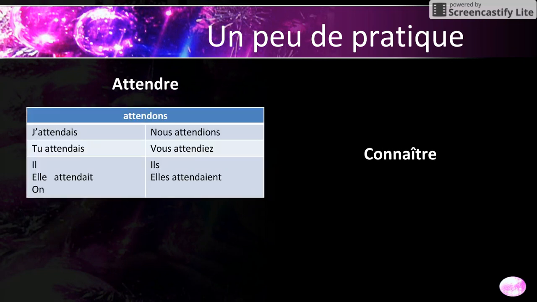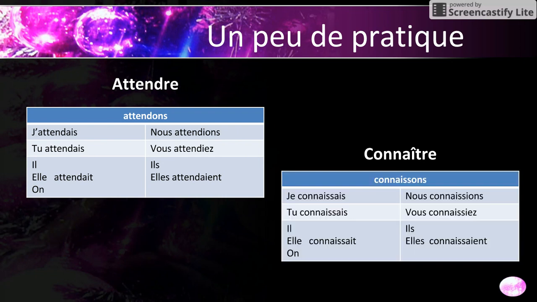Attendre, to wait. So I was waiting. We were waiting. You all used to wait. Connaître, which is to know or be familiar with people and places and concepts. Je connaissais. Il connaissait. Ils, plural, ils connaissaient.